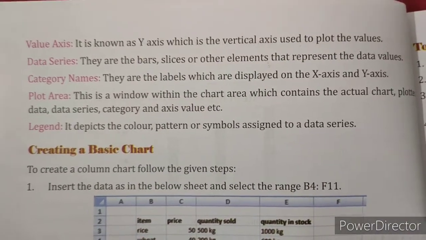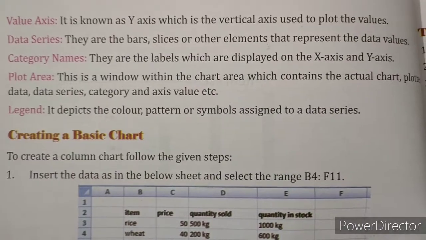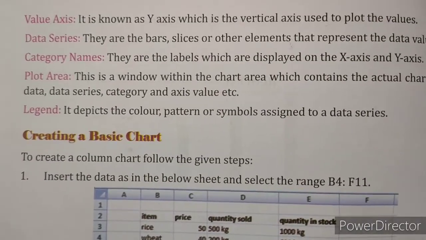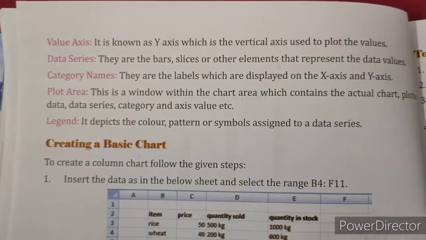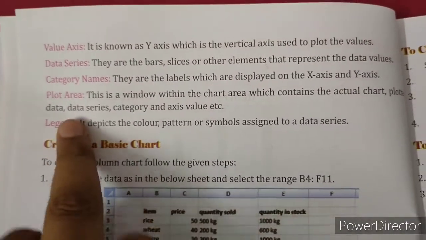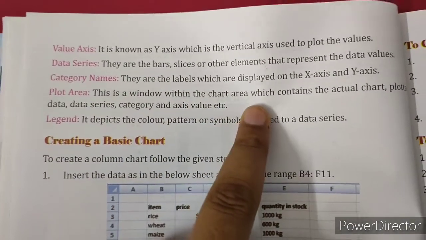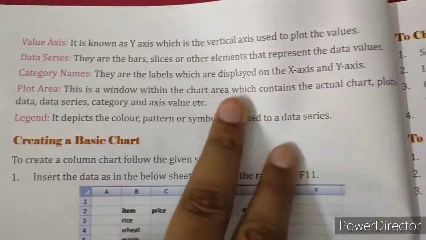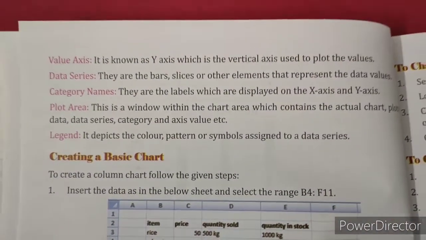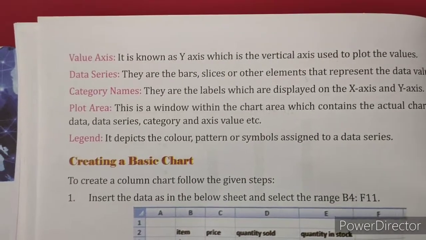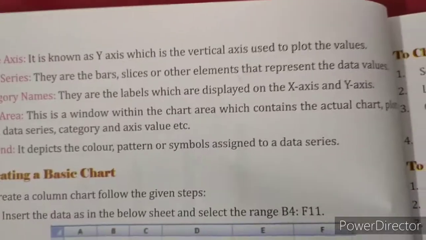Now coming to the next part, that is the data series. They are the bars, slices or other elements that represent the data values. So the data series represents the data values. Now category names, they are the labels which are displayed on the x and the y-axis. Plot area, this is a window within a chart area which contains the actual chart, plotted data, data series, category and axis values, etc. Now legend, it depicts the color, pattern or symbol assigned to a data series.